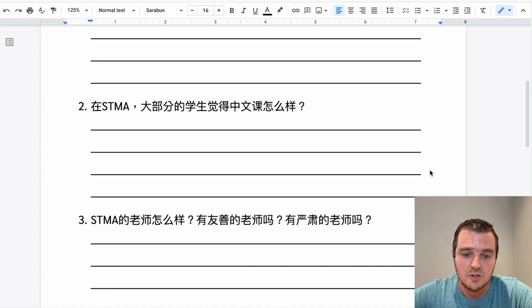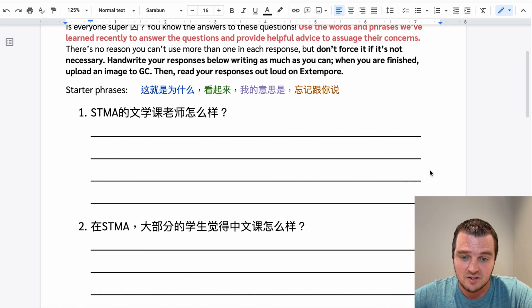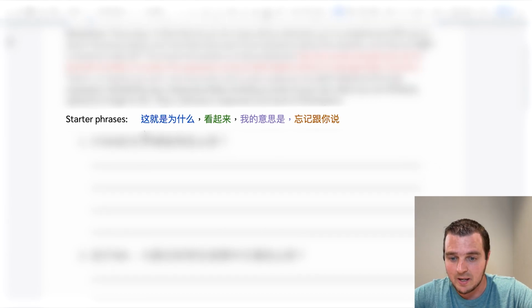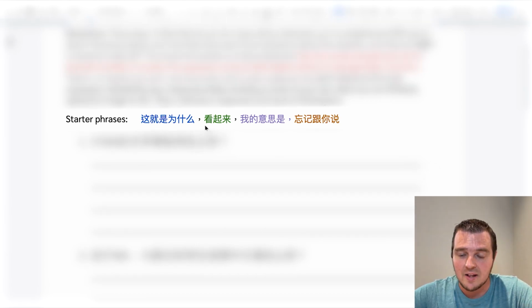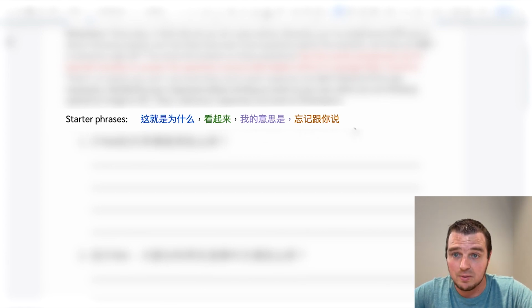You can see here that I also have some handy starter phrases like this is why, it seems like, what I mean is, and I forgot to tell you. And those transcend any thematic unit that you have. They can apply to any unit, whether it's entertainment, music, food, arts, school, growing up, whatever you have, those can always apply. They're not stuck to one content area.